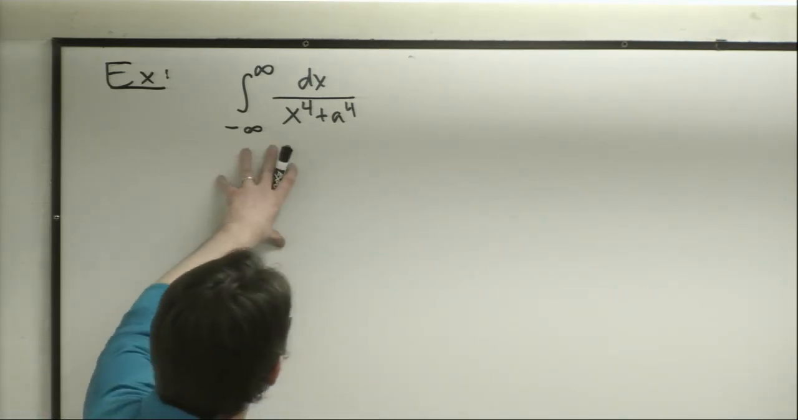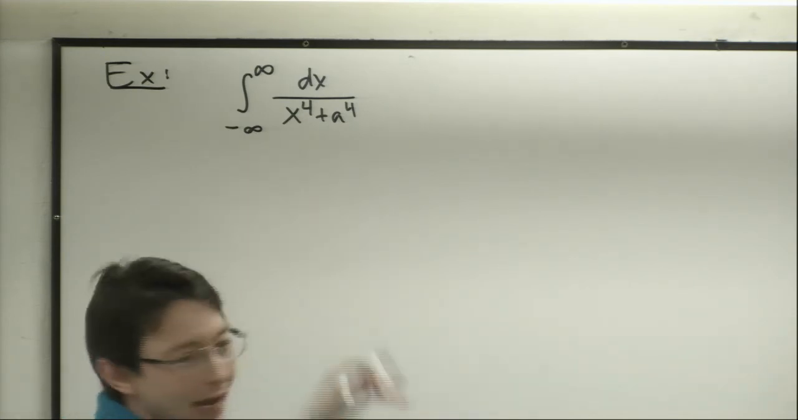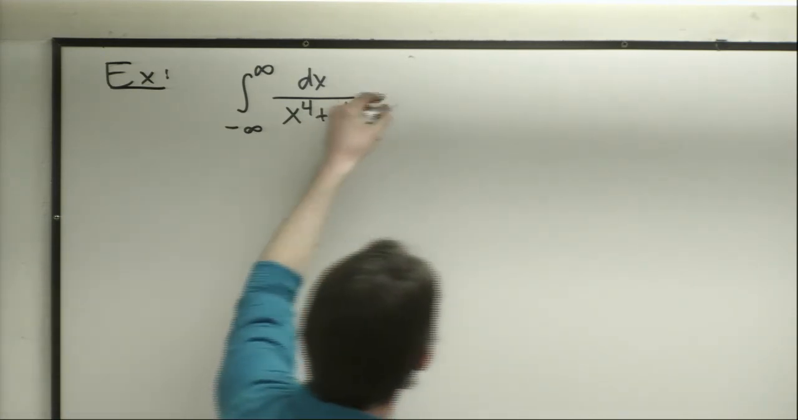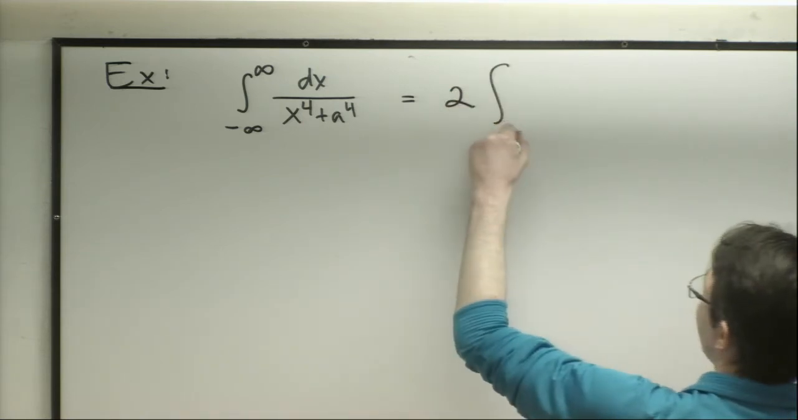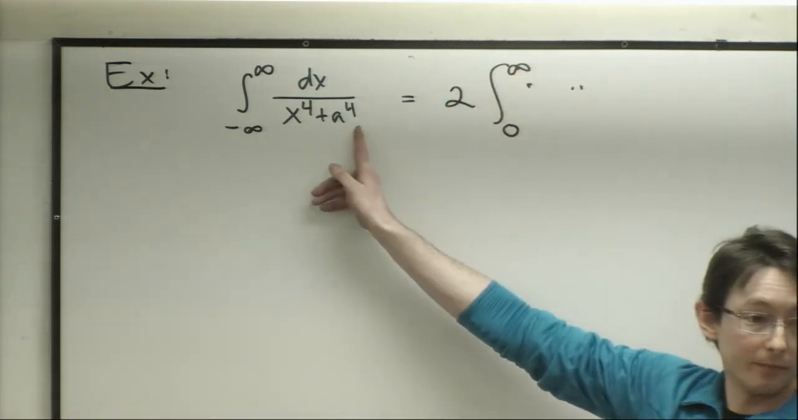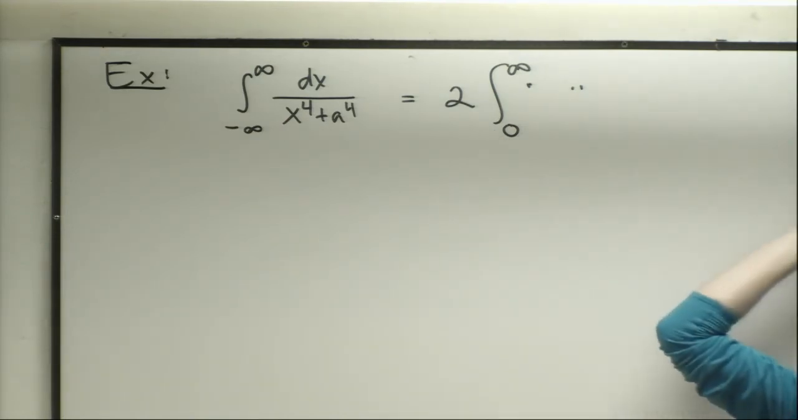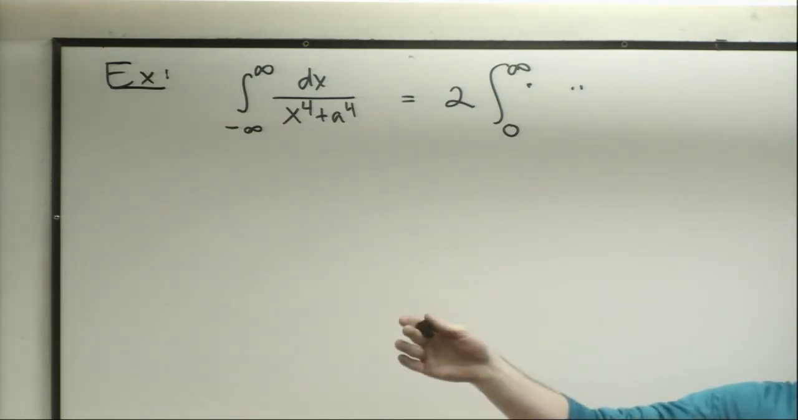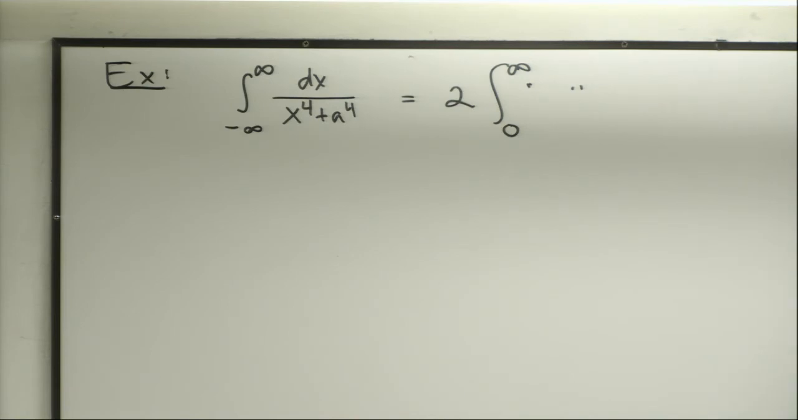Okay. And it's also interesting to note that this is equal to 2 times the integral from 0 to infinity of the same thing, because this is an even function. So you could also solve integrals from 0 to plus infinity just because it's symmetric for positive and negative x.